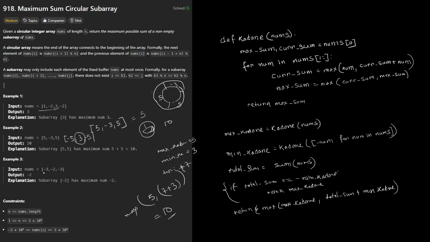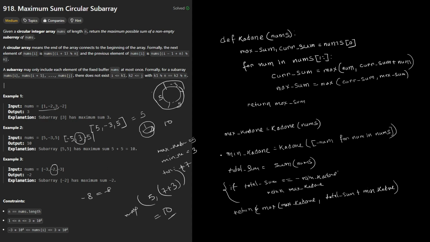Alternatively, in case all of them are negative, my total sum is going to be -8, and the minimum Kadane would also be -8. So in that case I have to just return the max Kadane. Whatever element is the lowest would be our minimum subarray. So here the lowest is this -2, so -2 would be our result.